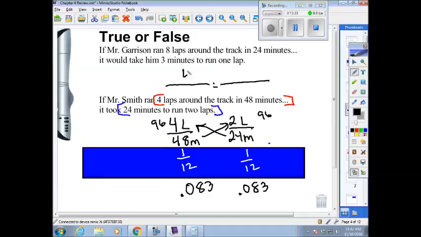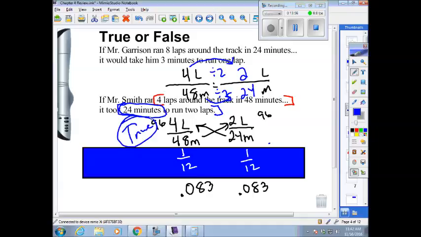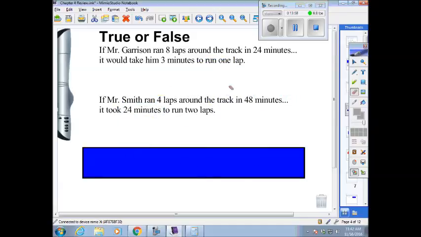But you could have said, okay, if it's 4 laps for 48 minutes, then you know this is going to be laps, this is minutes. What you could do is you could just pick one of these 2 numbers. You could either put 24 minutes on here, or you could put 2 laps. And watch. What would I be doing to my number of laps here? So what do you have to do to your number of minutes? And if that answer is 24, then you know it's a true answer. Does that make sense? Yeah. All right, let's move on.